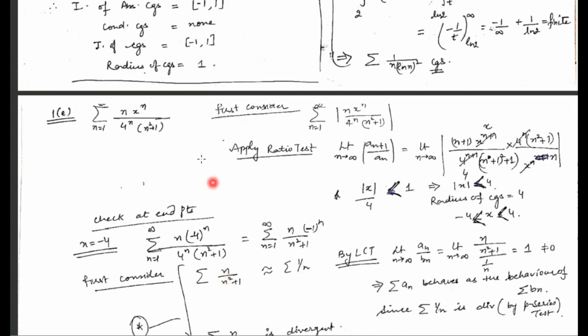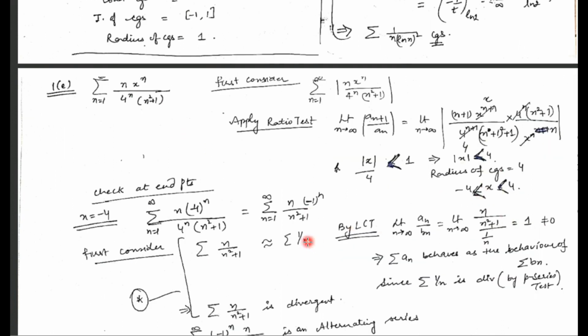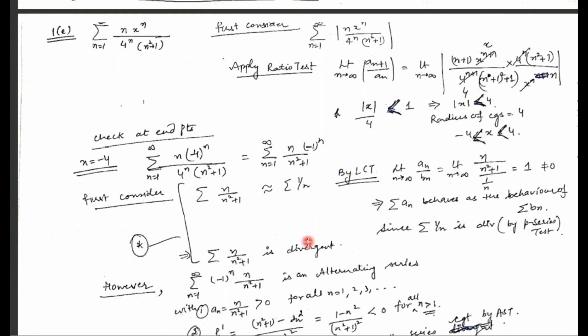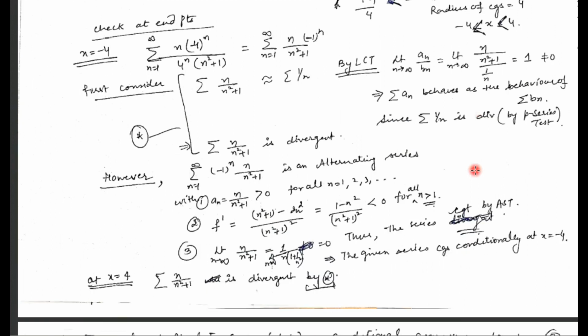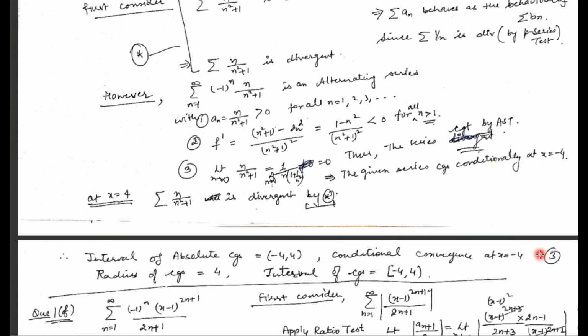The same way one can check the behavior of this series. Here we get the interval as minus 4 to 4, so when we substitute at the end points, we will get this series converging conditionally at x equal to minus 4, because it satisfies all three conditions of the alternating series test. But when you take the mod, this series is not convergent by the limit comparison test. So in this case, the series is convergent conditionally at x equal to minus 4.